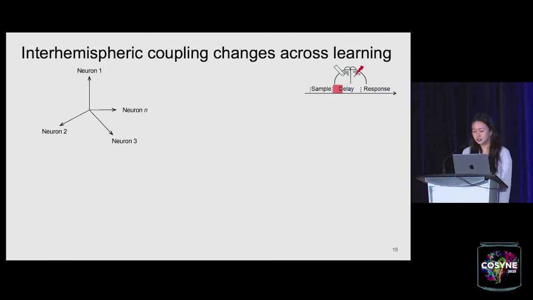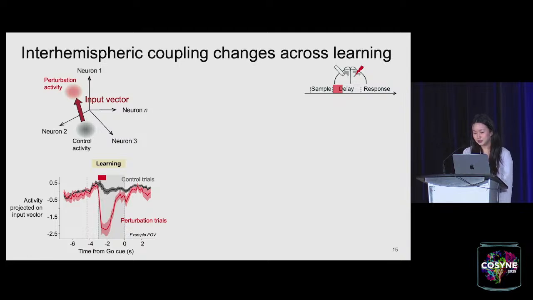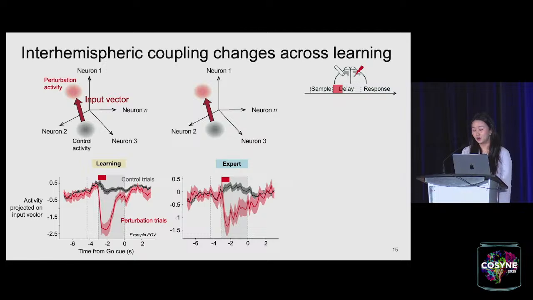So at the population level, we can look at activity states in control and perturbation trials. The change is the impact of the contralateral hemisphere on activity. We call this the input vector. So here, activity projected on this vector captures a contribution from the contralateral hemisphere, which is strongly impacted by the perturbation. We can calculate this vector in the learning and expert stage and ask if they are oriented the same way.